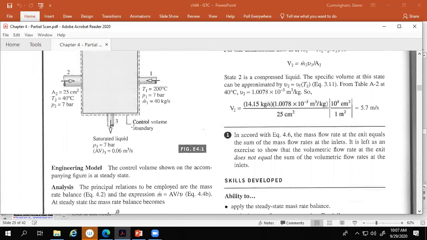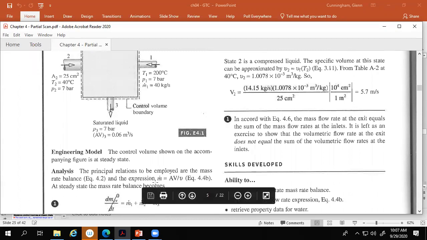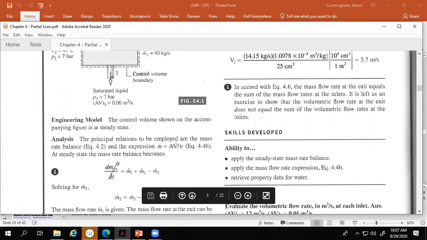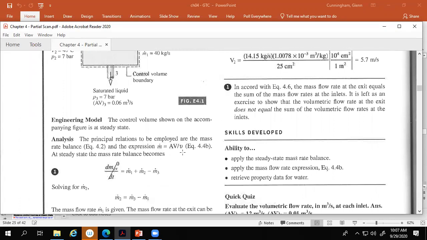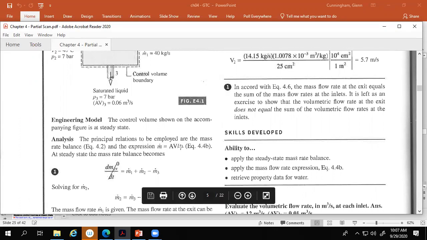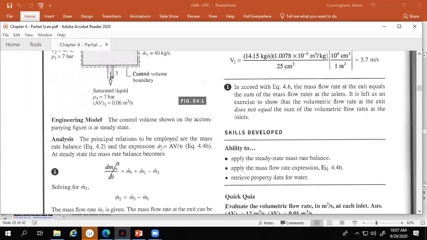So, engineering model. Here's this relationship. He's going to get it out early. Man, you just need to memorize that. And remember that specific volume can be flipped up and turned into a density. M dot is equal to rho V A, where rho is density, or M dot is equal to velocity times area divided by specific volume.